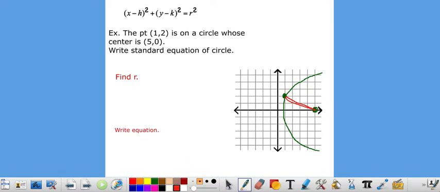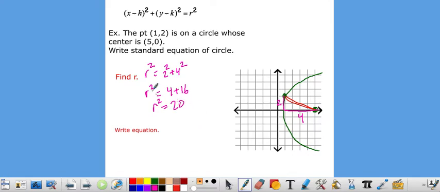That's the radius. So how do we find that length? Well, we can use the distance formula, but we know the distance formula is the same thing as the Pythagorean theorem. So this is 2 units. This is 4 units. So you'd have something like r squared is equal to 2 squared plus 4 squared. And that's just the Pythagorean theorem, a squared plus b squared equaling c squared. So r squared is equal to 4 plus 16. So r squared is equal to 20.